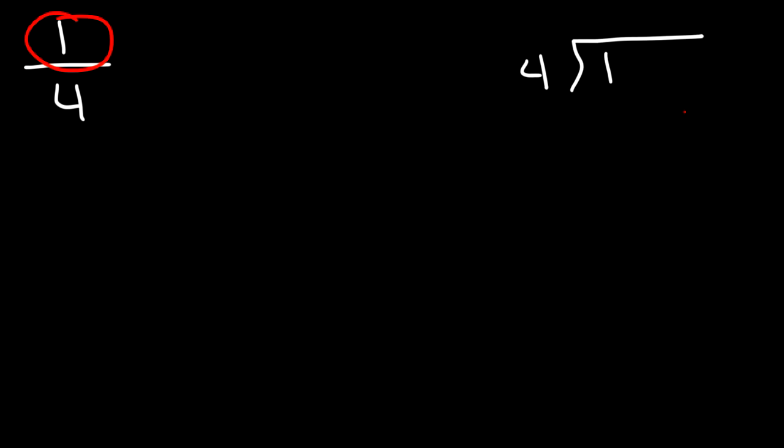Now let's try another example. Let's convert 1 over 4 into a decimal. So let's use long division. We're going to put the numerator on the inside. So how many times does 4 go into 1? 4 goes into 1 0 times. So once again, we need to add a decimal point and another 0. Now how many times does 4 go into 10? 4 goes into 10 2 times.